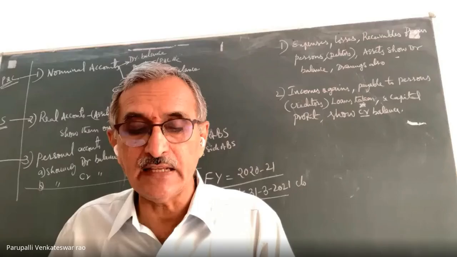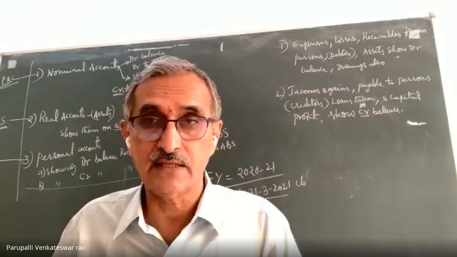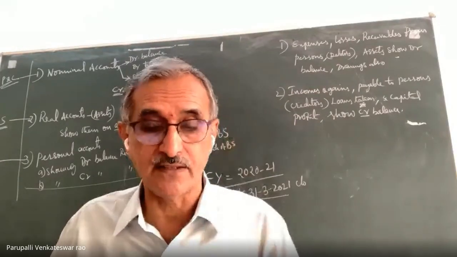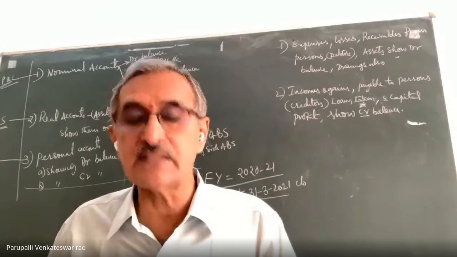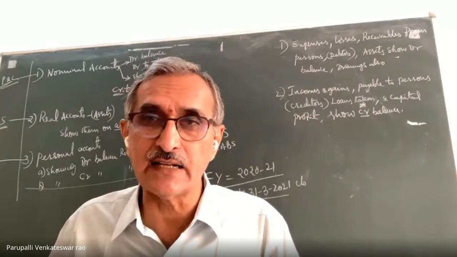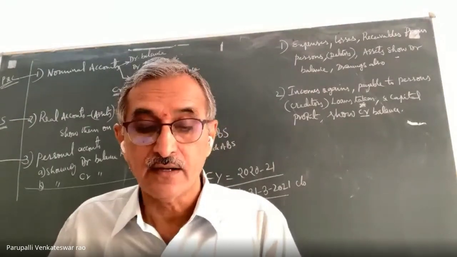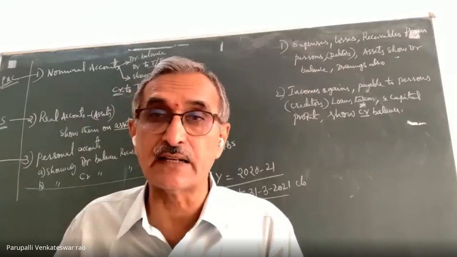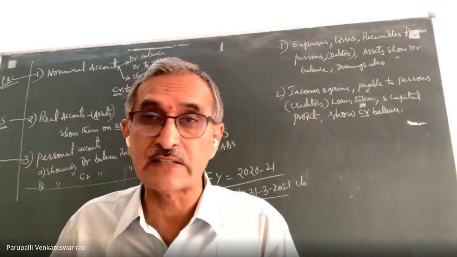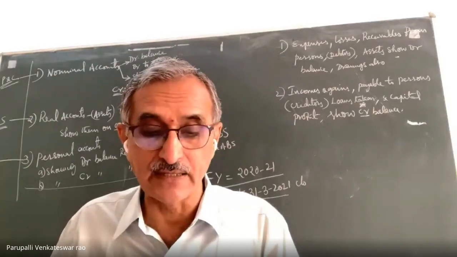First one, if there is a loss in the trading account, gross loss, that is the first item. Next one is selling and distribution expenses. For selling the goods, you have advertisement, free samples we give, traveler salaries, expenses and commission. Travel agents go door to door for selling. For them you pay commission, salary. That will come on the debit side.